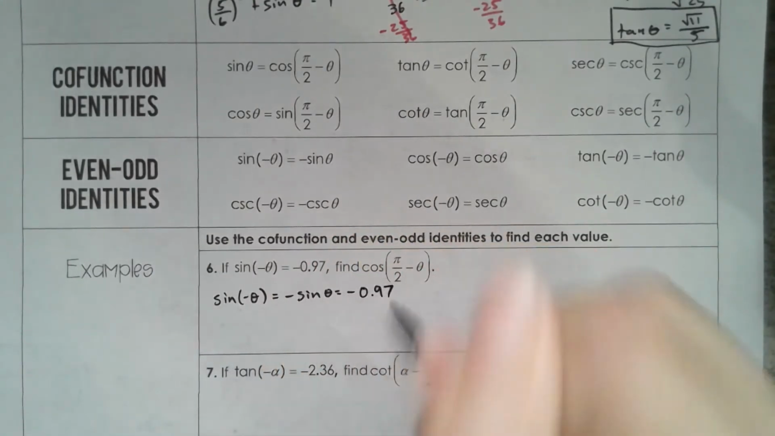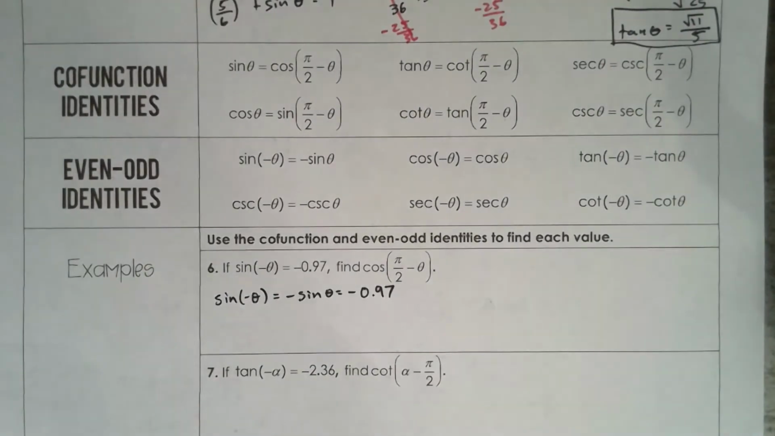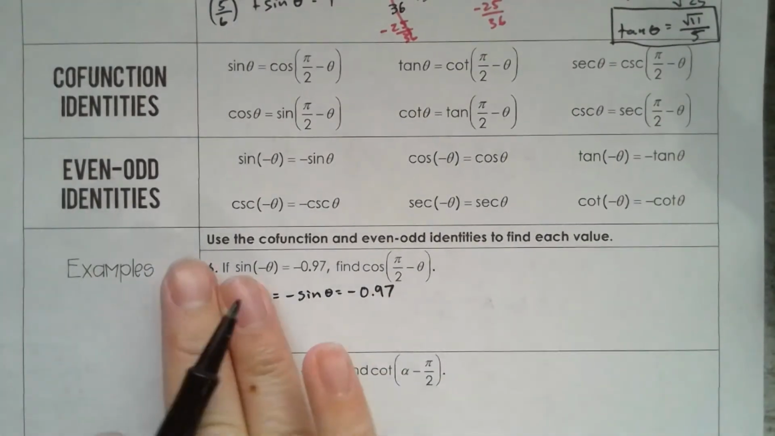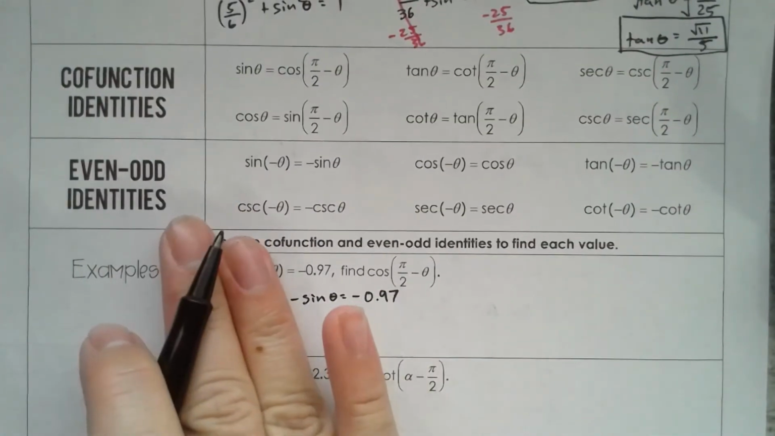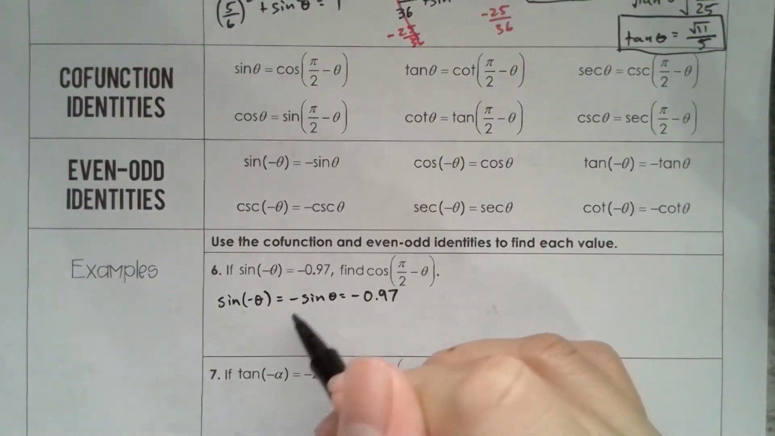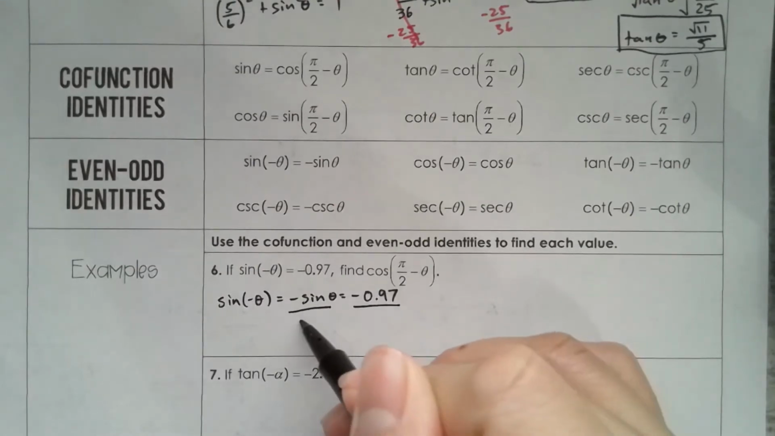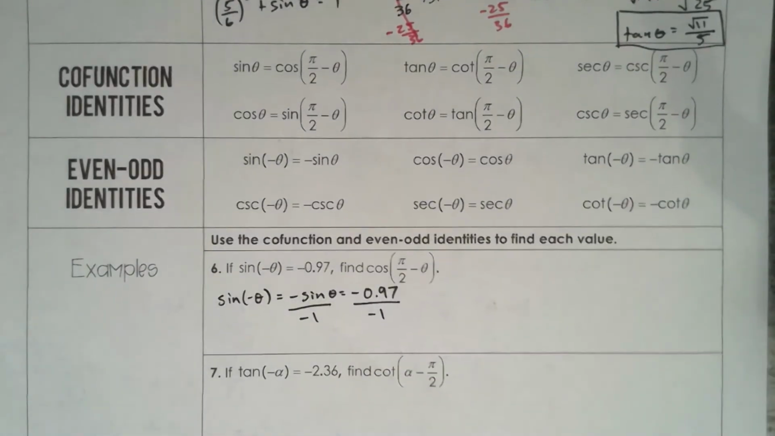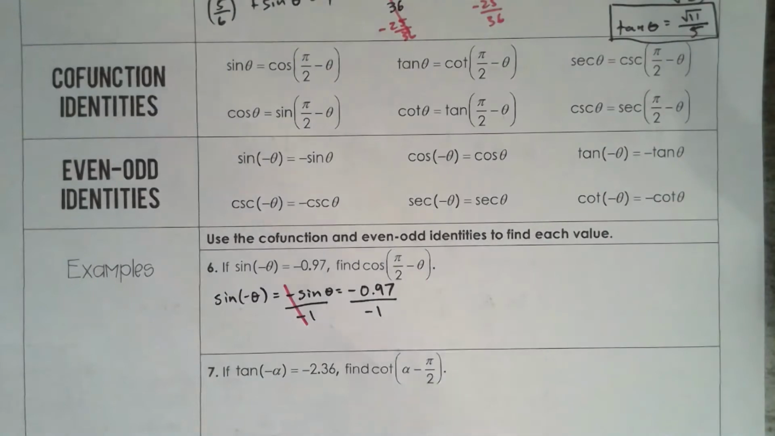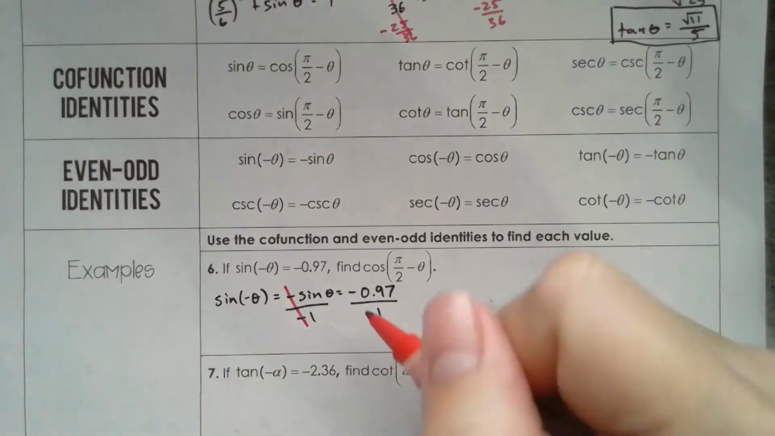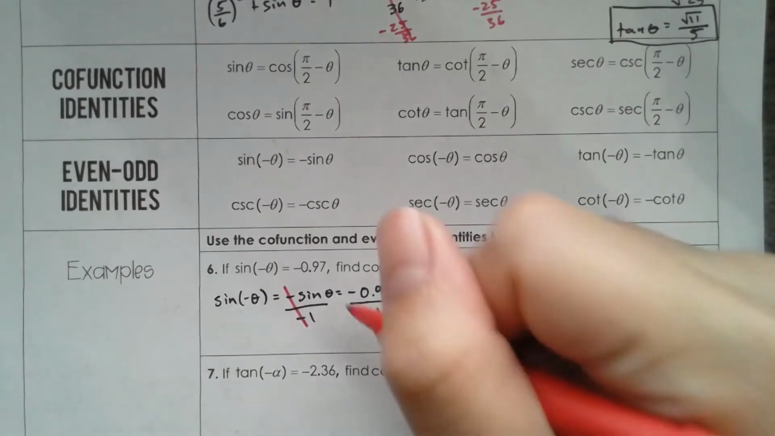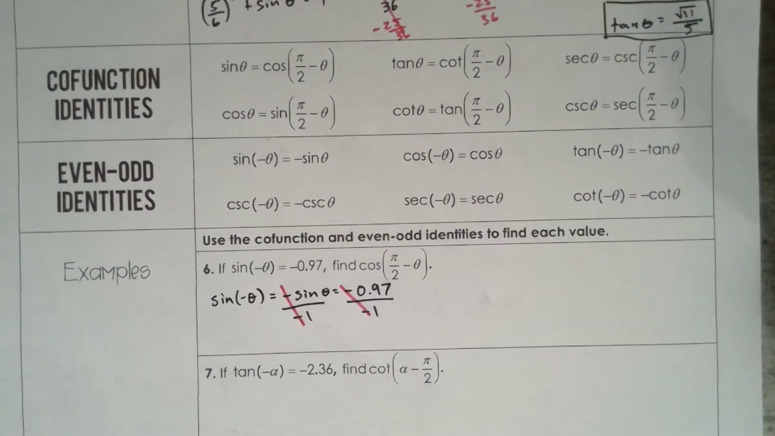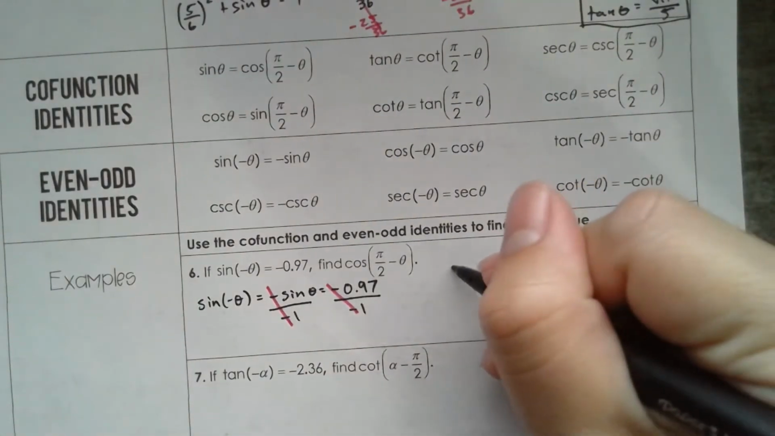Okay, now forget about this guy because this is all equal, so just ignore him, he's gone. I'm going to divide both sides by negative 1. That'll give me positive sine theta. Negative 0.97 divided by a negative, negative over negative, that's positive. So then I'll have sine theta is equal to 0.97.